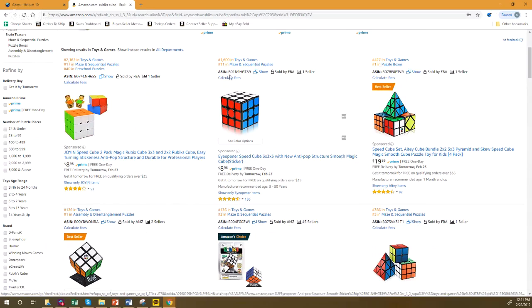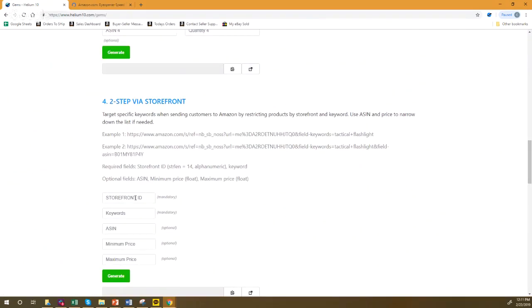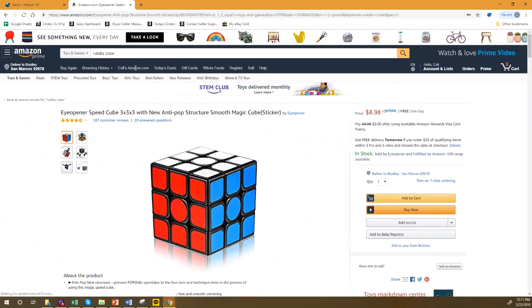So let's go ahead and go here. I'm going to take his ASIN. Actually, I don't need to do the ASIN. I'm going to do the keyword. What is this keyword? Rubik's Cube.